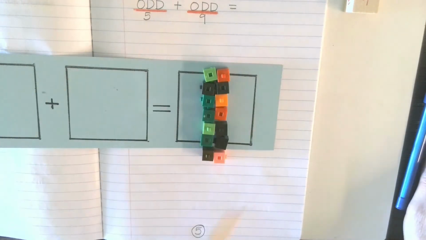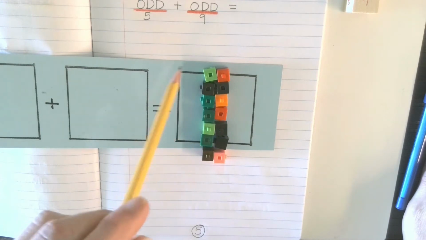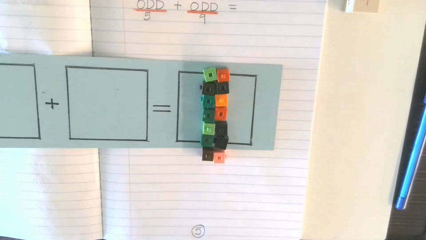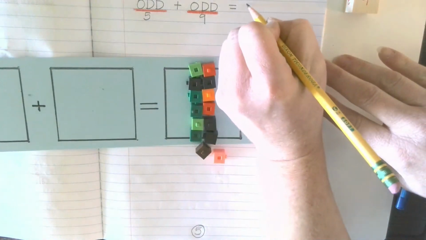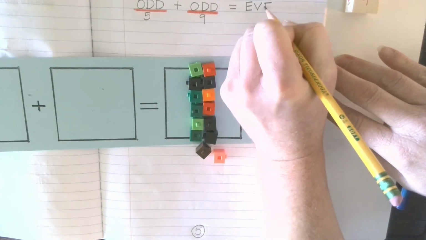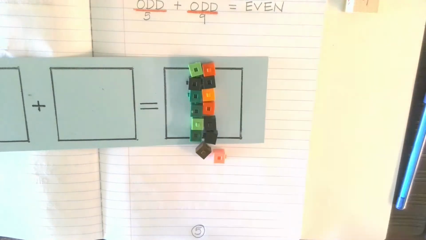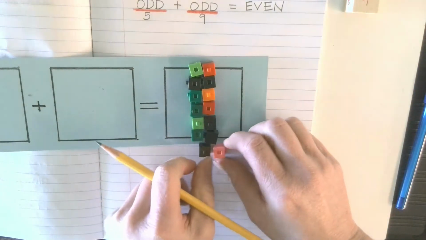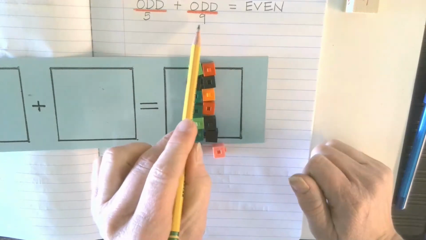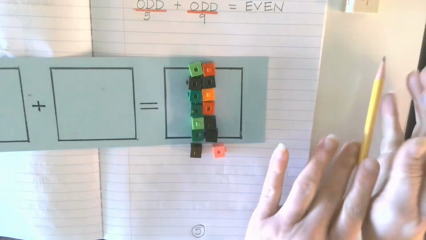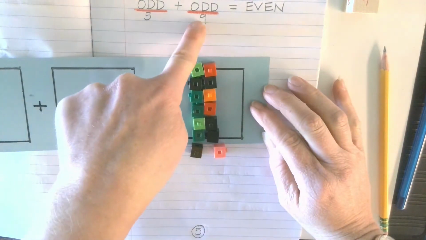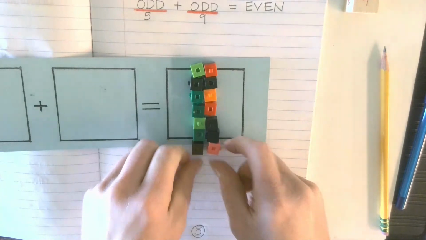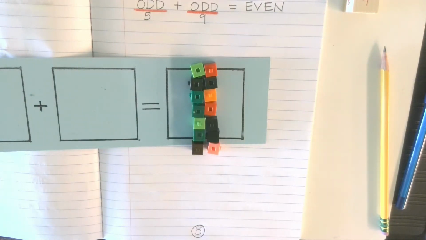So is this an odd or an even number? And the answer is even. This is an even number. So next to this, I'm going to write even. This is always true. An odd number plus an odd number is always going to give you an even sum. Okay? Because the 5 and the 9, when they join together, everybody has a partner.